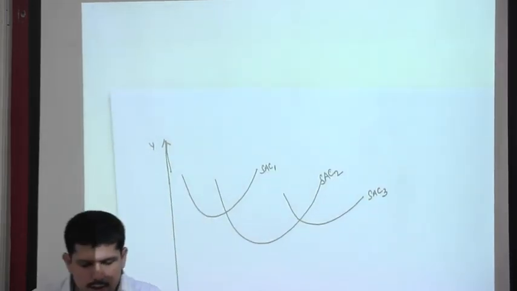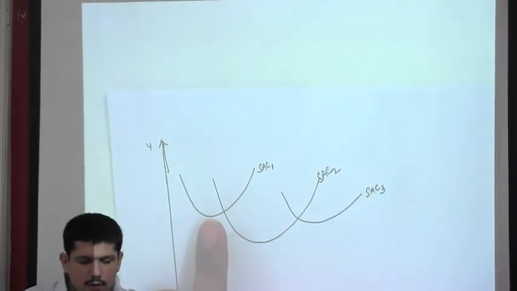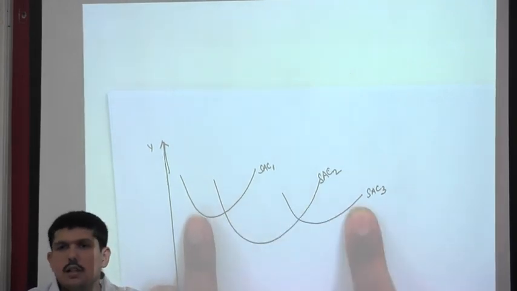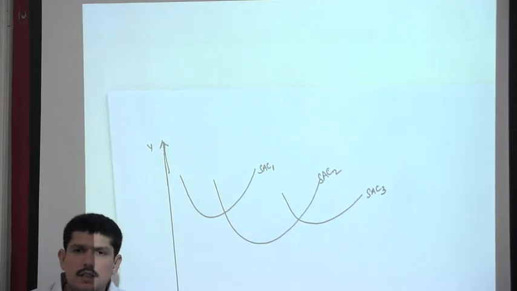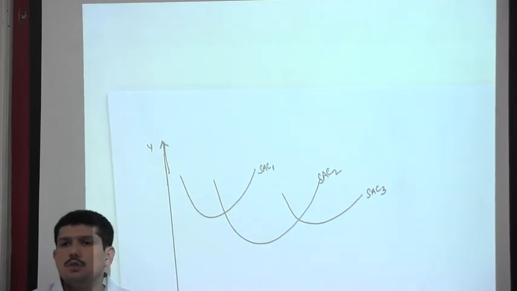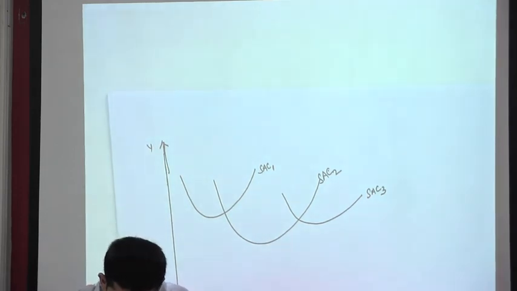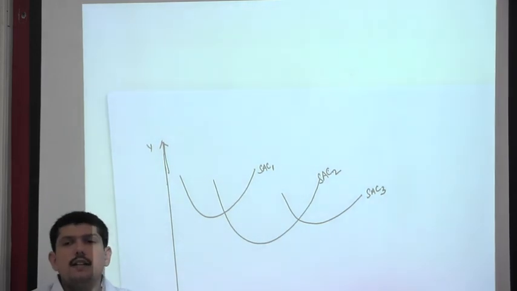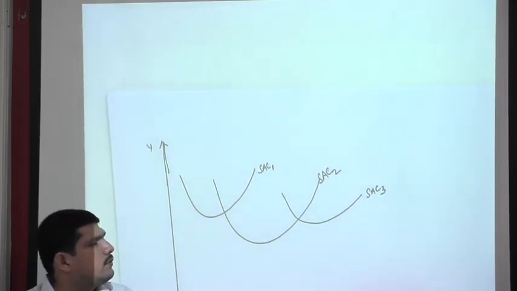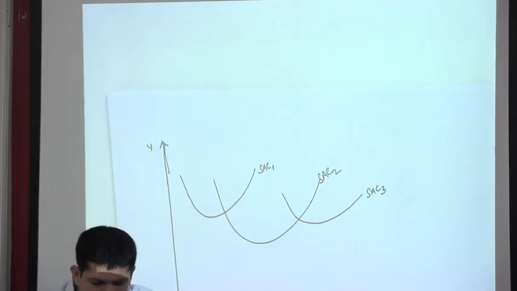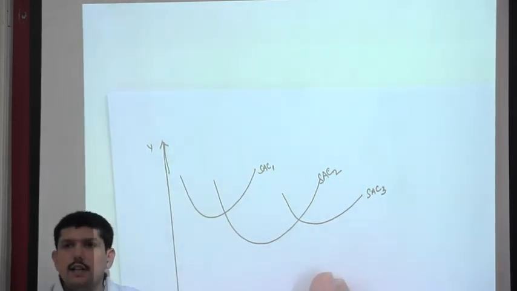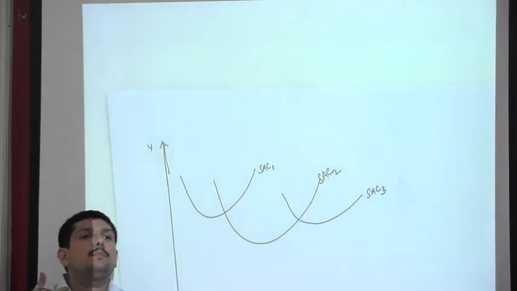In the short run, a producer has various short run cost curves based on the level of output he is trying to produce, and he will choose a particular short run cost curve. So suppose I want to produce the output level here, or here, or here. I will choose a suitable cost curve which will give me that level of output. But again, in the short run there is a constraint because I cannot go beyond the capacity of my fixed factors.